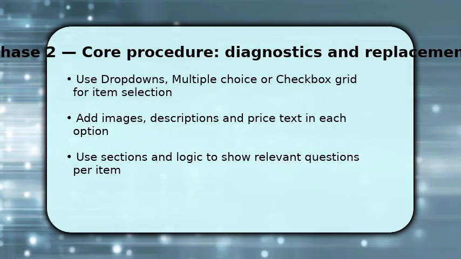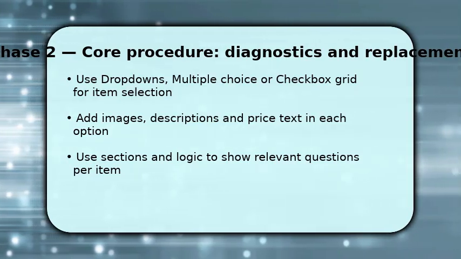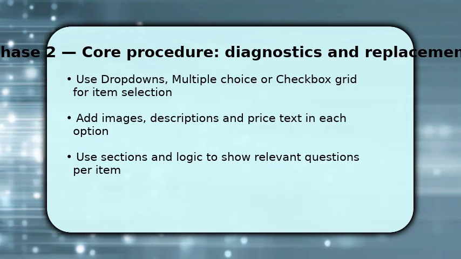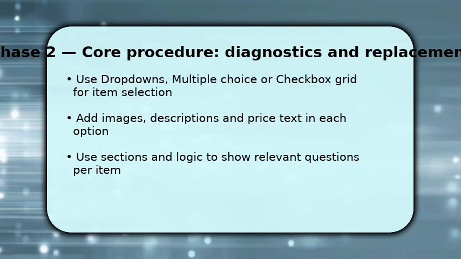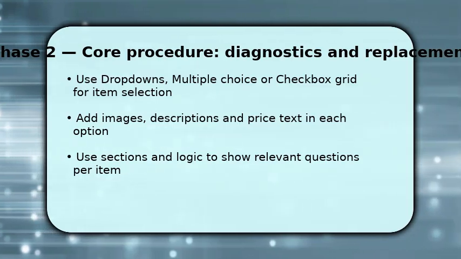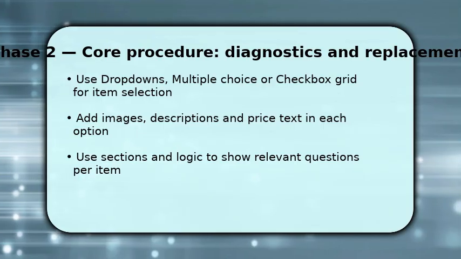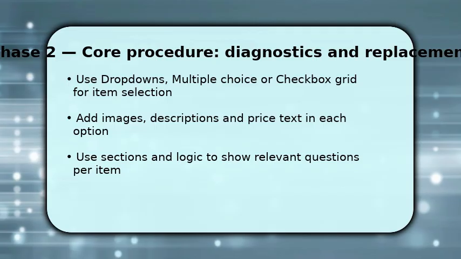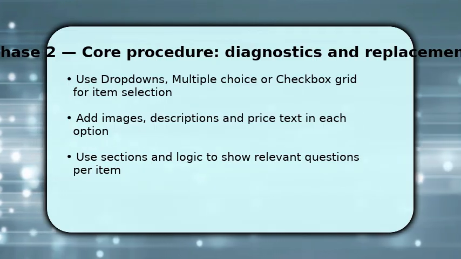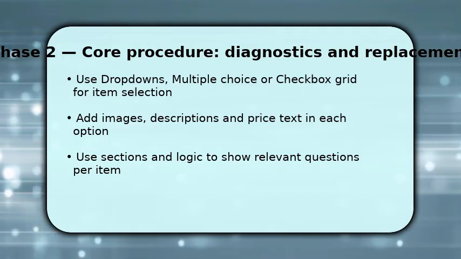Add each product as a question option and include price and short description. You can attach images for clarity. For variants, use drop-downs or a checkbox grid to keep the interface tidy. Then create sections, one per product family, and use Go to Section based on answer to show only relevant follow-up questions. For quantity fields, enable response validation so users enter integers.